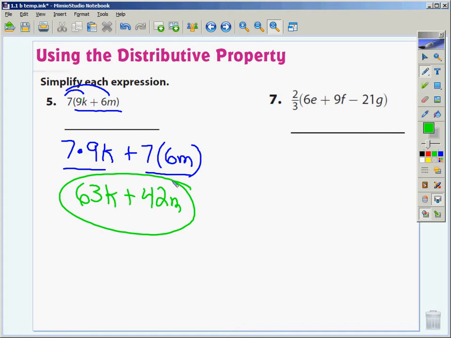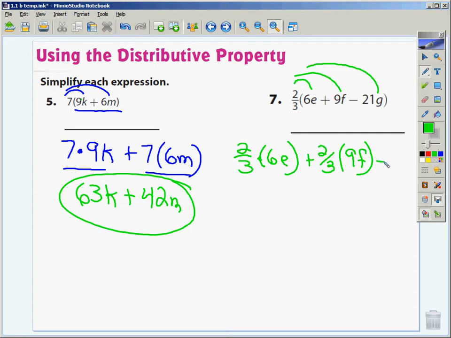Don't get confused if they throw in something like a fraction. I'm really doing the same thing. I'm taking 2/3 times 6e plus 2/3 times 9f minus 2/3 times 21g. That's what I'm doing.